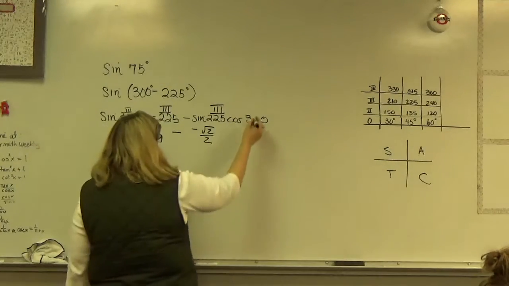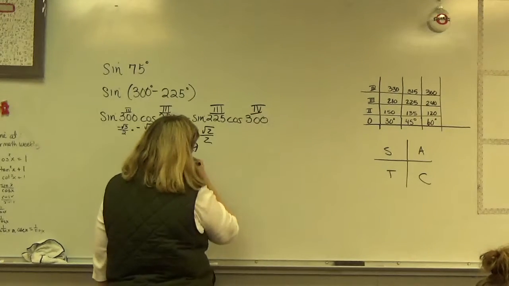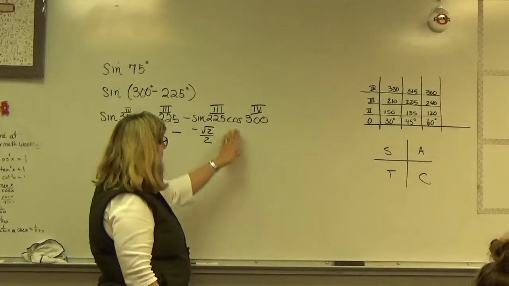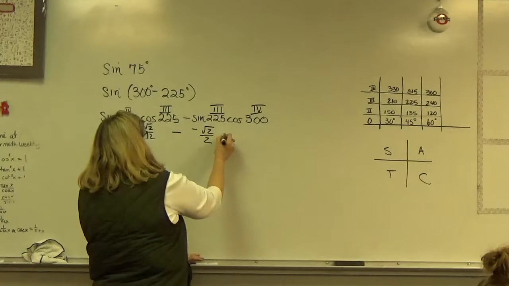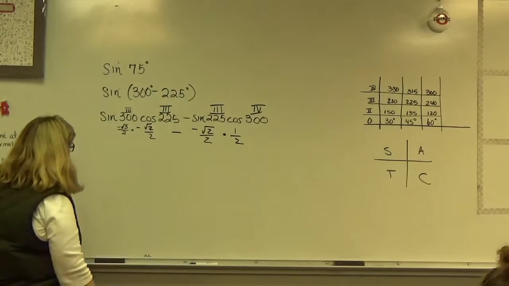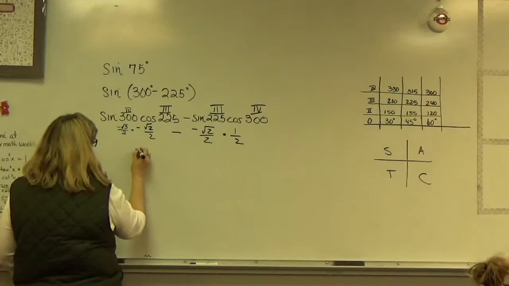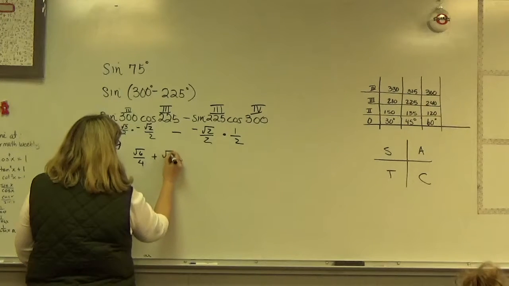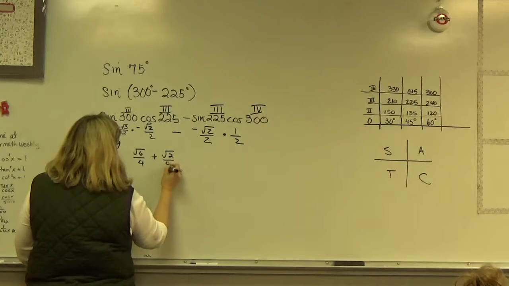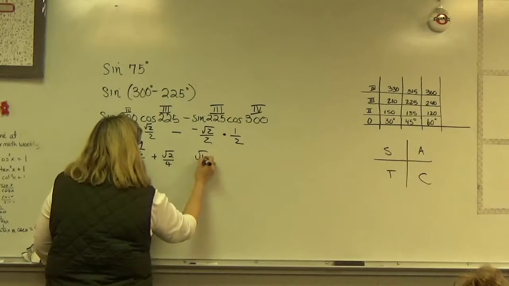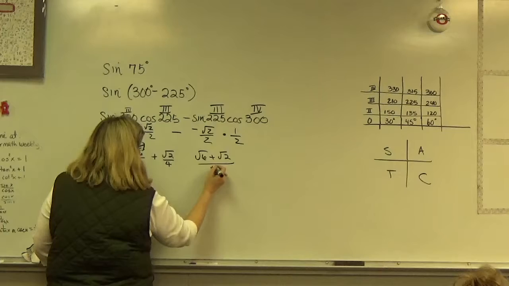Cosine of 300, that's fourth quadrant. So cosine is positive in the fourth quadrant, so I don't need to change it. What is the cosine of 300? 1/2. Now let's do the calculation. So negative times a negative would be a radical 6 over 4. 2 negatives make a positive. So radical 6 plus the square root of 2 all over 4.